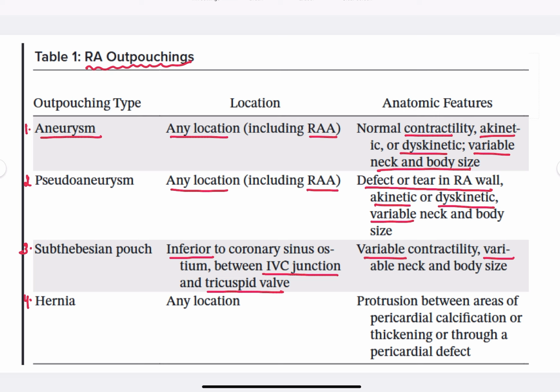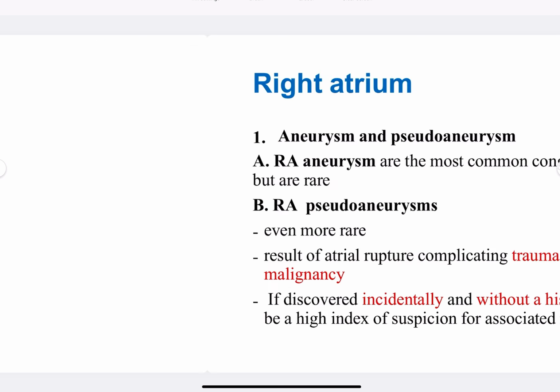The fourth one is hernia. It can arise from any location. It is basically the protrusion between areas of pericardial calcification or thickening, or through a pericardial defect. We will learn all the entities with the images.